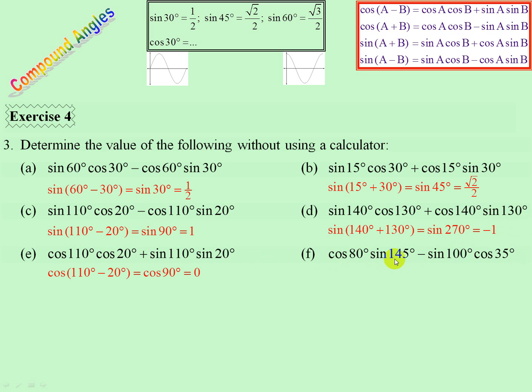180 minus 35, sine positive. 180 minus 80, sine positive. There we are. Sine cos with a negative means that's the sine expansion with a negative. Sine of negative 45, fourth quadrant, negative. And there is our answer.